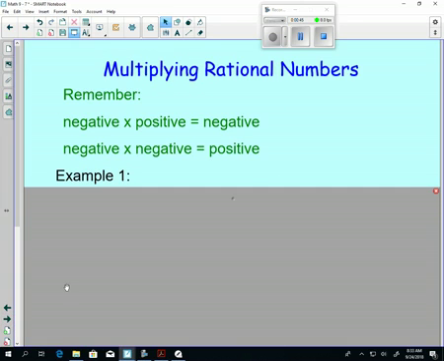One of the things we have to remember is when we multiply a negative rational number with a positive, the answer or product of the two numbers will be negative. And if we multiply a negative by a negative, then the product or the answer is positive. So let's look at an example.